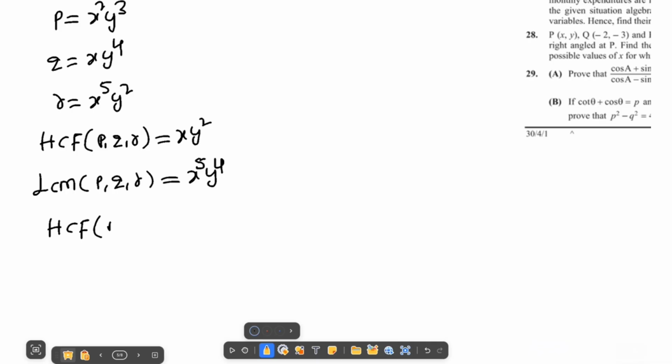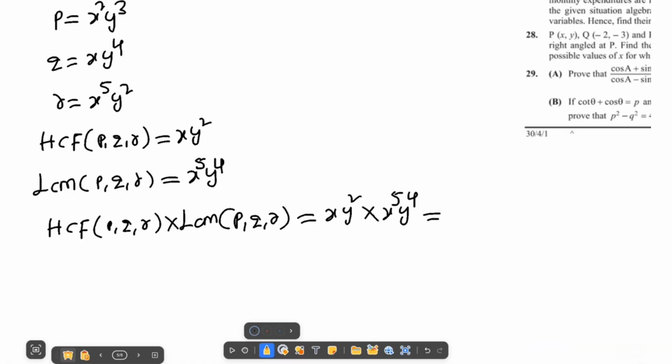HCF of PQR into LCM of PQR is equal to HCF, which is x y square, into LCM, which is x power 5 y power 4. Now what is the answer? x power 1 times x power 5, so total x power 6. Next, y square times y power 4, so y power 6.